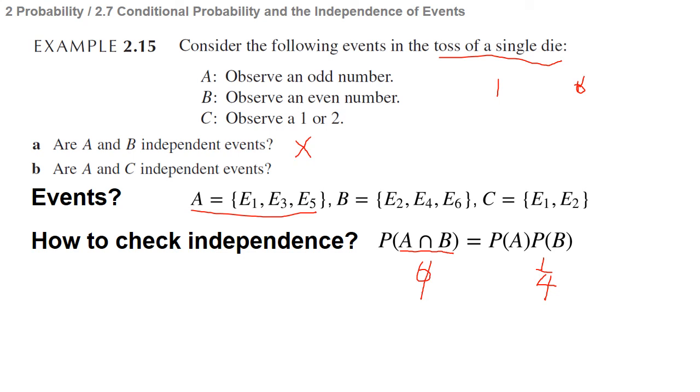And are A and C independent? The probability of A is 1 over 2. The probability of C is 2 over 6, so 1 over 3. The probability of A intersection C, we only have E1, so it is 1 over 6. And it is equal to the probability of A times the probability of C, 1 over 2 times 1 over 3, which is 1 over 6. So A and C are independent.